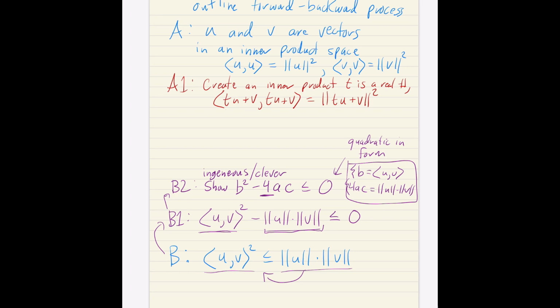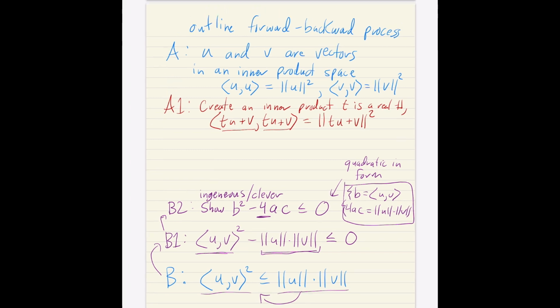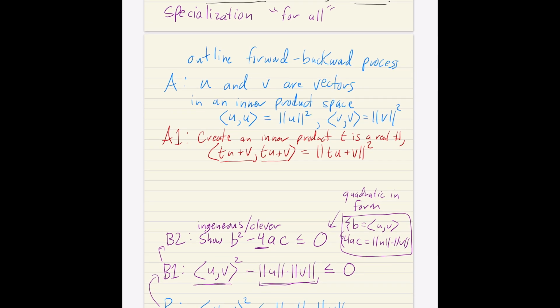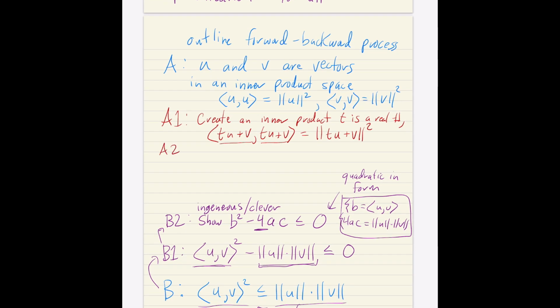What does this kind of look like? It almost looks like a linear combination of u and v, except there's only something multiplying the u. That looks very similar to the linear property, and that's exactly what we're going to use. A2, we are going to use properties, in this case the linear property, to expand that inner product in the previous step, which is the inner product of tu plus v with itself.